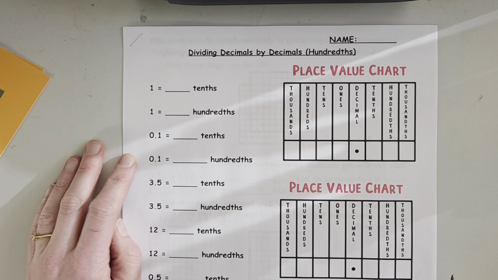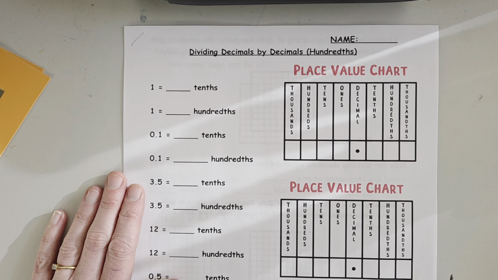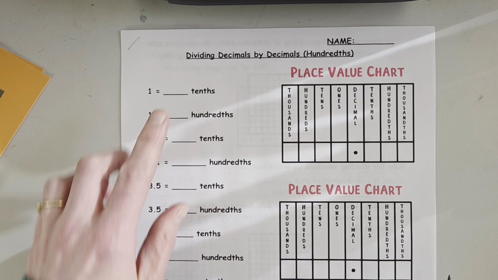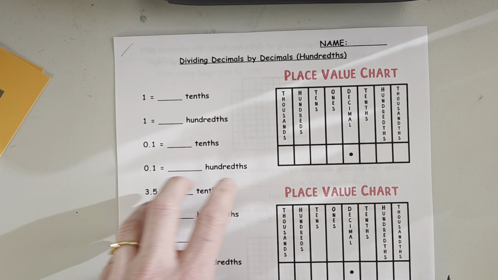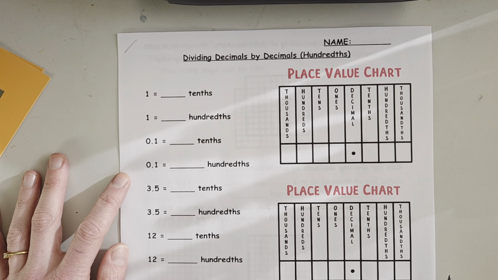All right, so this is a warm-up page. We're doing this so that we can be able to do the dividing and it'll make more sense to us. So let's take a look at this. We're just trying to convert these into decimals, which is totally possible, right?